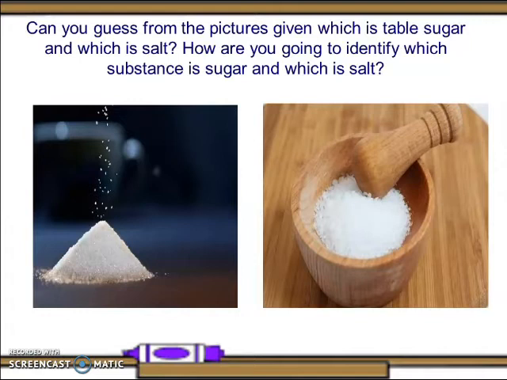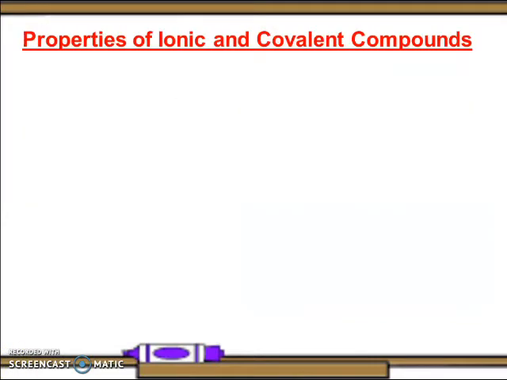Now, these are the two common types of compounds based on their chemical bonding characteristics. So we have the ionic compounds and covalent compounds. Ionic and covalent compounds differ in their properties because the particles in each of these two compounds are held together by different types of chemical bonds. This time, you will understand the different properties of ionic compounds and covalent compounds.